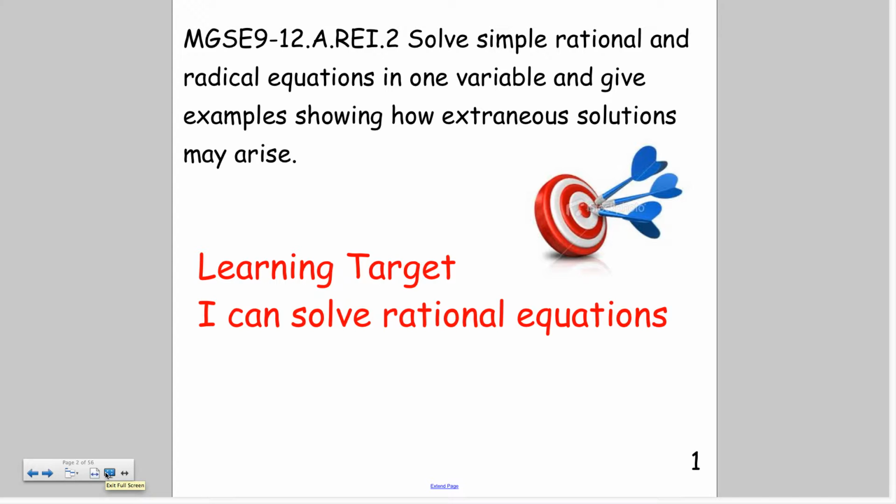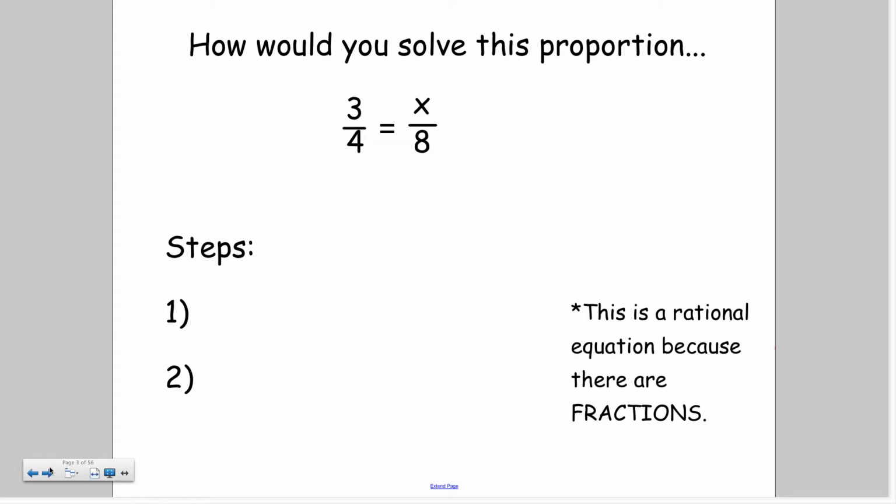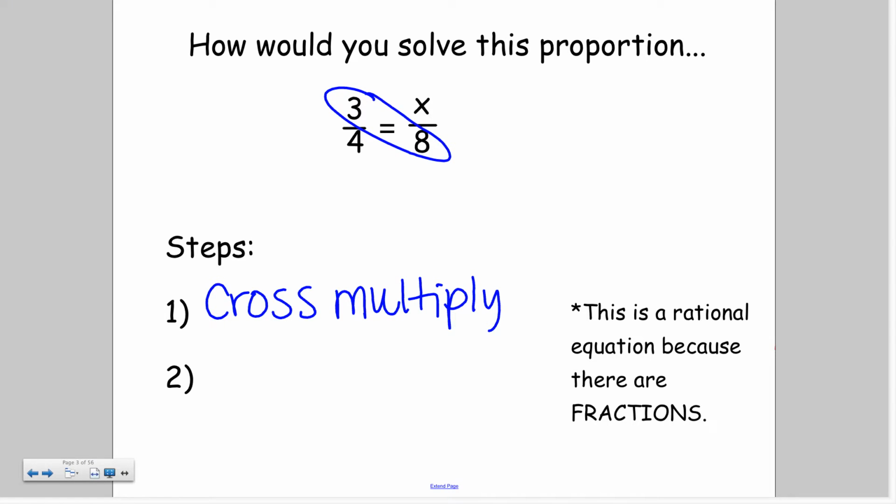Two methods to solve rational equations. And remember, rational just means fraction. So if we were solving this proportion, meaning one fraction equals another fraction, I would do two simple steps. The first thing I would do is cross multiply, meaning multiply that way and then multiply that way. So the blue circle would be 3 times 8, and the red circle would be 4 times x. So I would have 24 equals 4x.